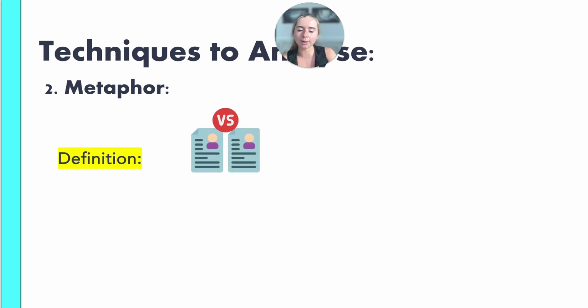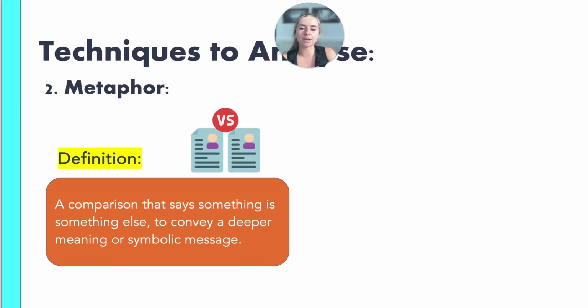And the second technique we look at is a metaphor. So I'm going to give you 2 language ones and 1 structure one. The definition of a metaphor is a comparison that says something is something else to convey a deeper meaning or symbolic message. So a metaphor is a good one because it allows us again to have this comparison. Just like with imagery, it allows us to see an image in our mind. A metaphor allows us to compare it to something that we're familiar with.